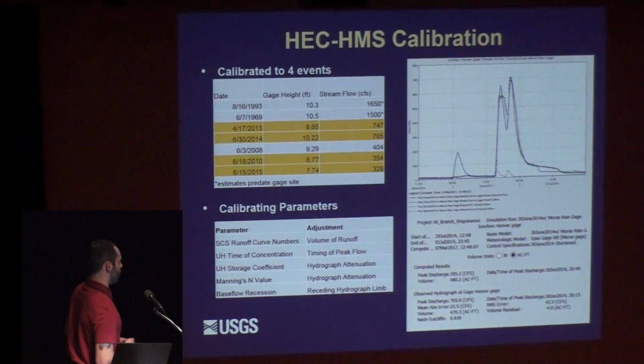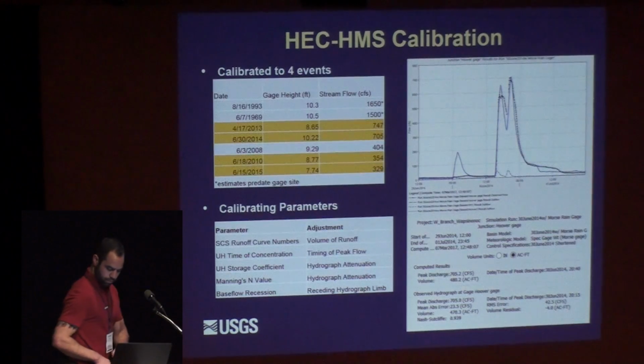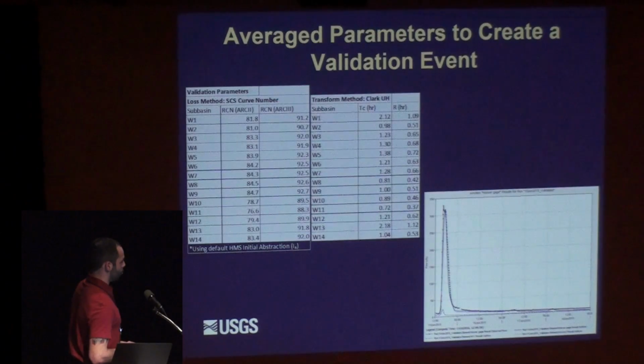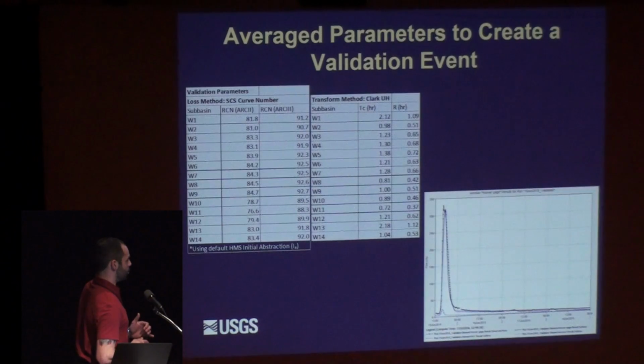Also, Manning's N value does the same thing. And then the base flow parameter has to deal with just your receding limb of the hydrograph and matching that curve. So after I calibrated to those 4 events, I averaged the parameters together to get a calibrated model that I can run any sort of design storm through.